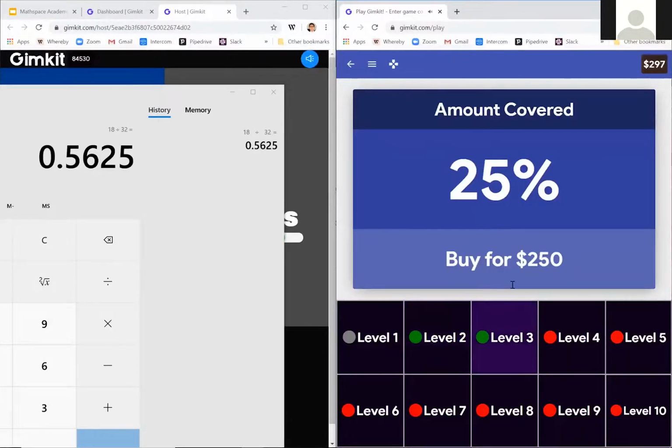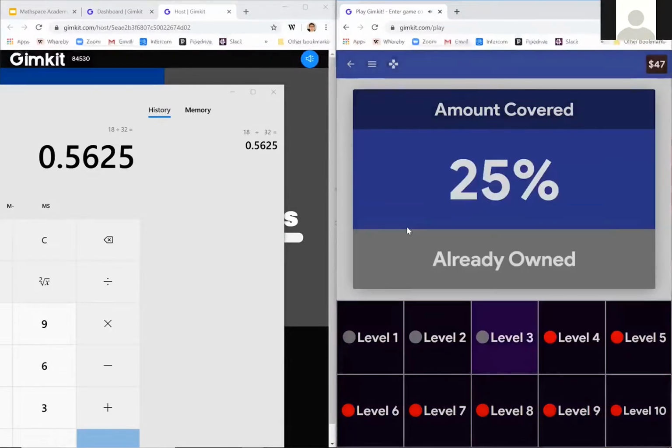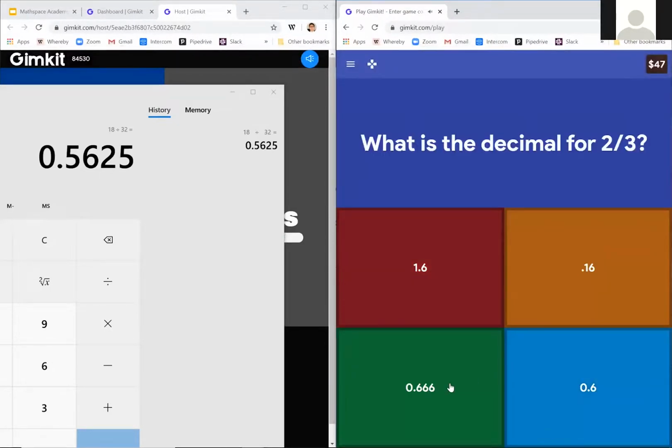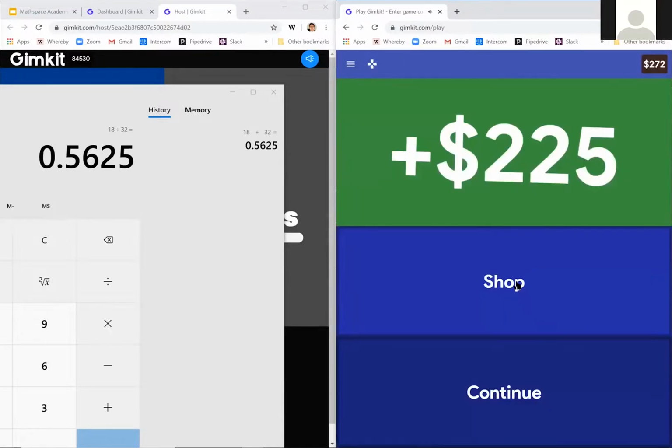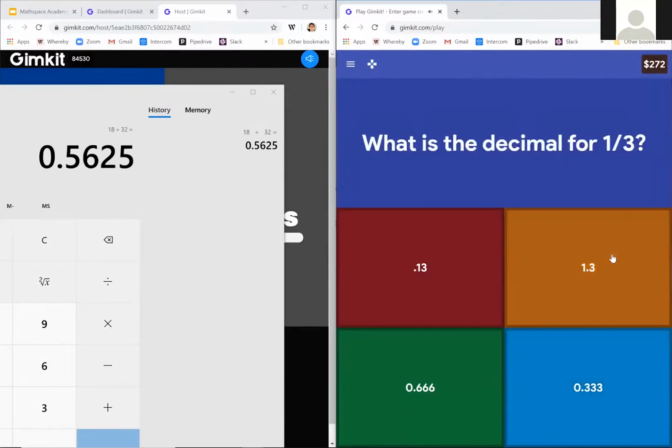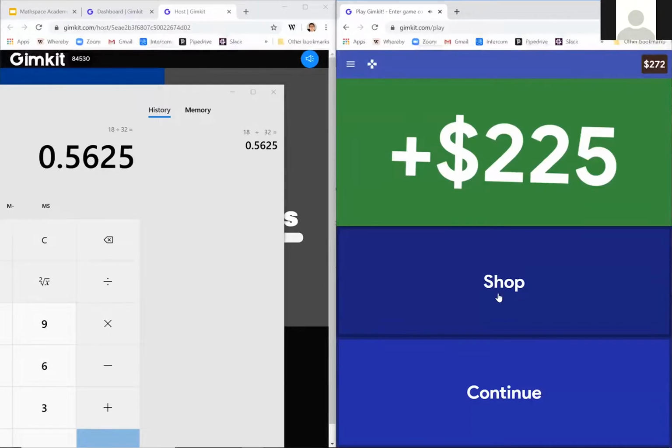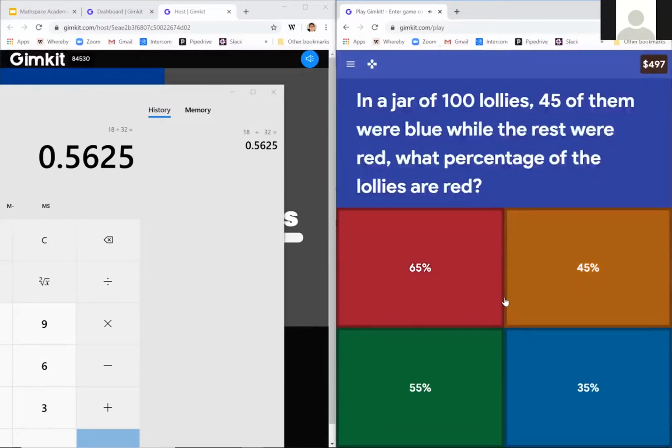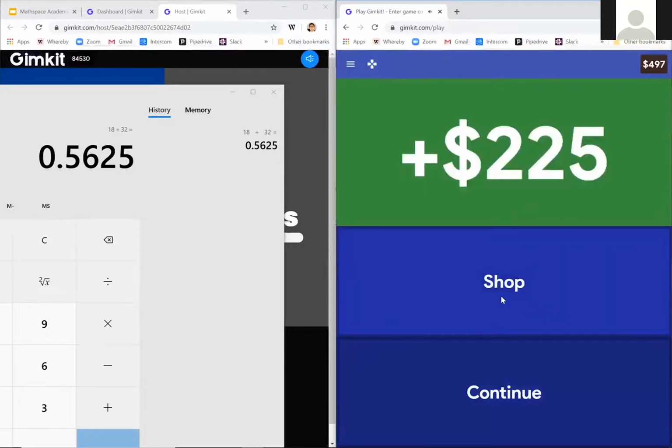I'm gonna buy insurance, even though I've never bought it before. Thought it was awesome, but obviously I'm not that awesome. What's the decimal of a third? In a jar of 100 lollies, 45 of them will... All right, surely I can buy something.